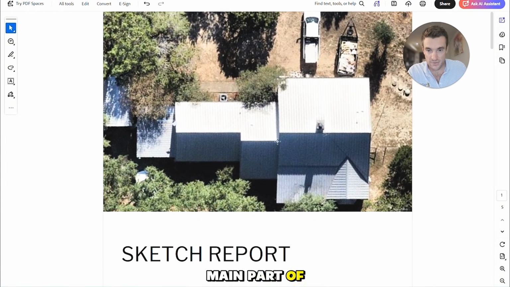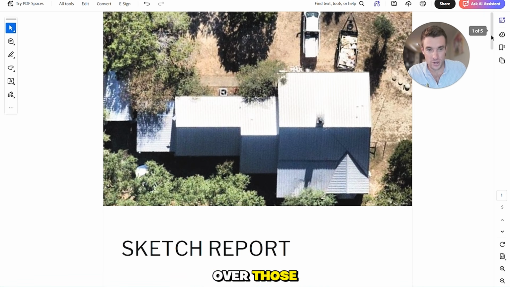This is the main part of the house, right here and here. And then for these two sections right here, our customer did not want to replace them since they're over the garage and the car shed. It doesn't make sense to pay for an expensive metal roof over those.